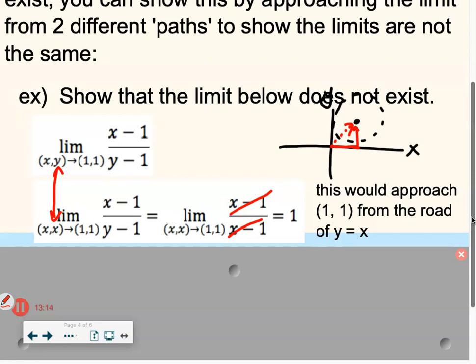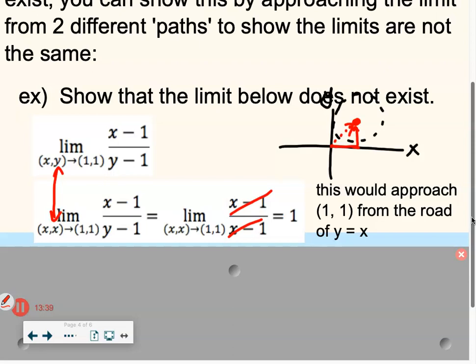I know this feels weird. Does it feel weird? Yeah. That's okay. Just stay with me. How can you change the variable? Here's the thing. We're still approaching the same spot, right? We're still approaching the same spot, but we're going to approach it from different directions.